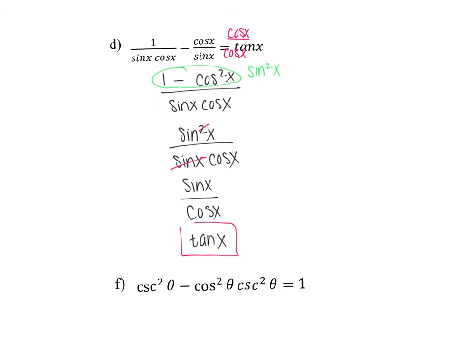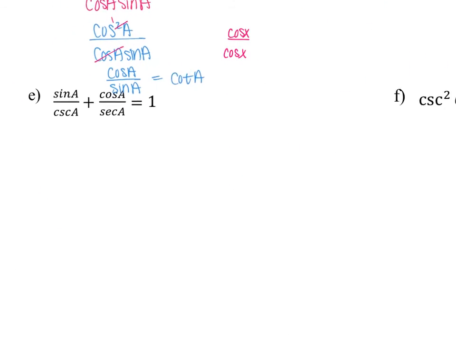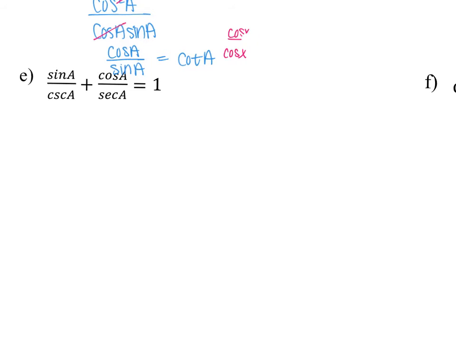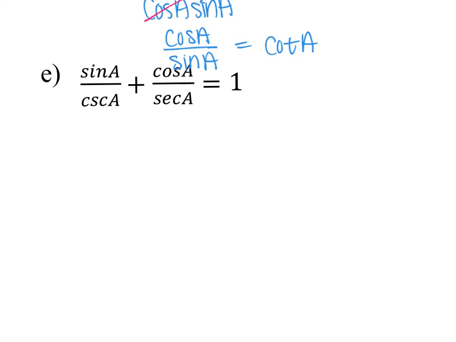All right, so our next problem here is this one, part E. I'm going to have to erase this floating problem. So this one, it looks like these two end up adding to give me 1. And that's kind of hard to see. So the first thing I'm thinking of is either finding a common denominator or manipulating these cosecants and secants in terms of sine and cosine.